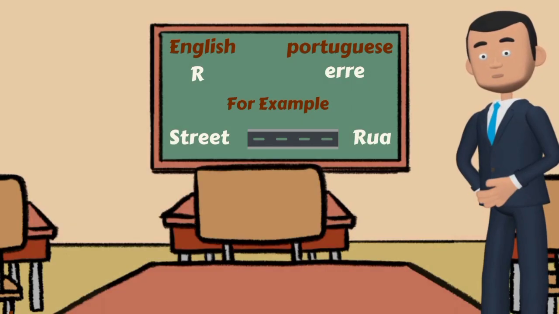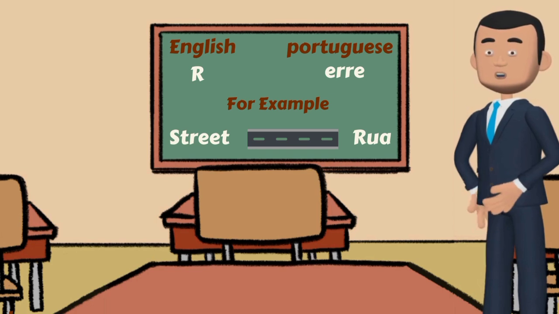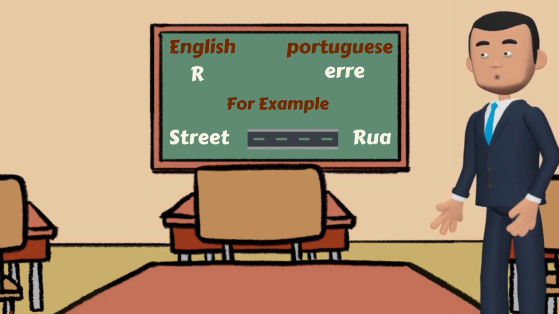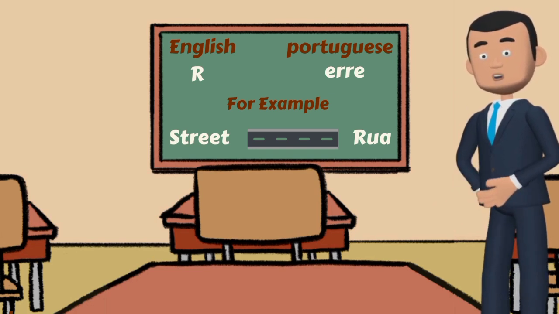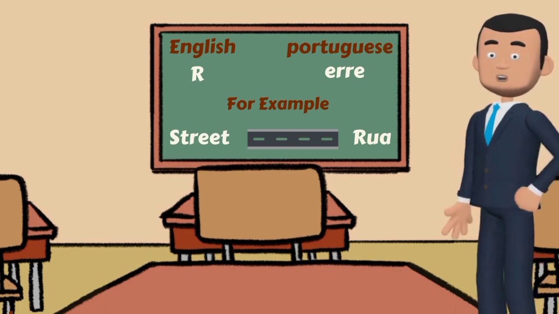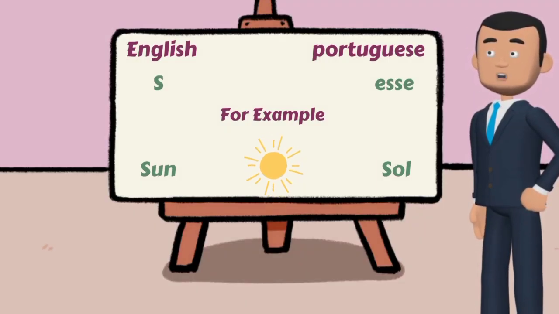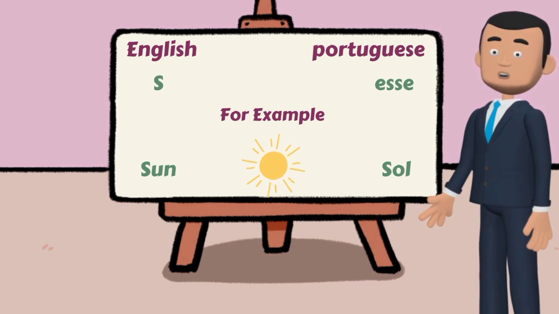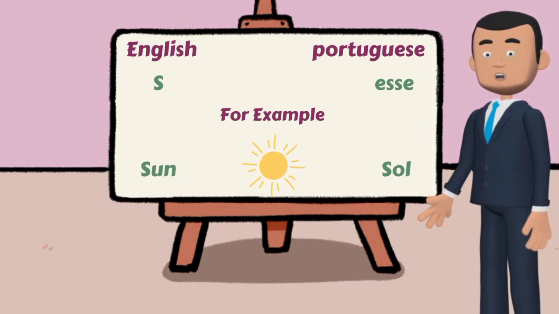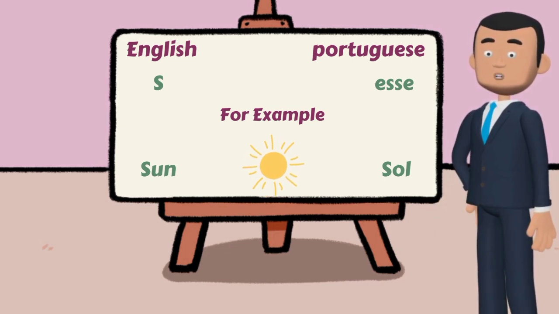In English, R. In Portuguese, erre. For example, the word rua in Portuguese means street. In English, S. In Portuguese, esse. For example, the word sol in Portuguese means sun.